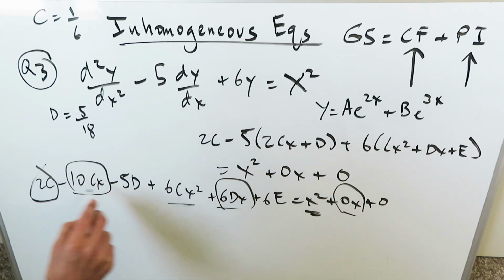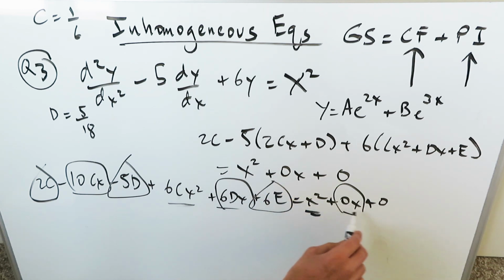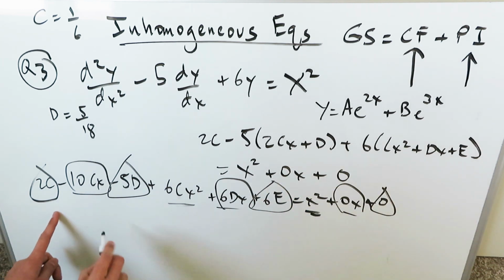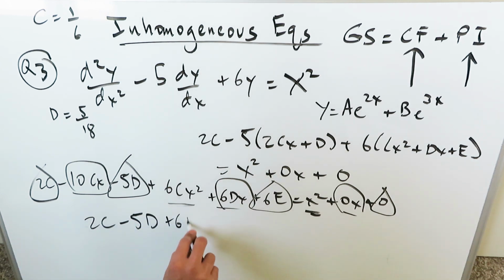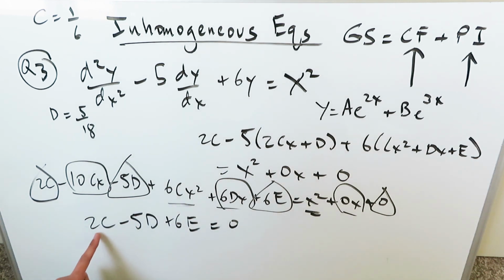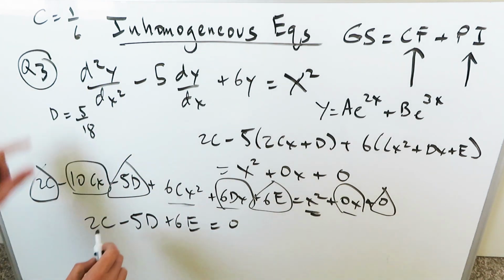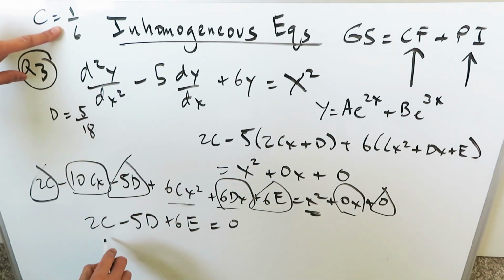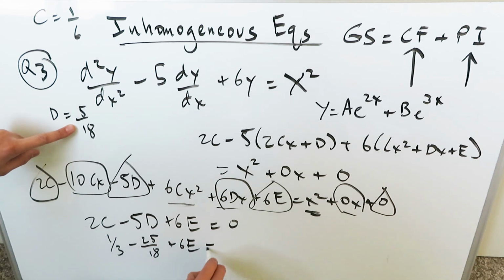I have this 2c, I have this minus 5d, I have this 6e, and I have this 0. And let's bring it in. I have a 2c minus 5d plus 6e is equal to 0. I have values of c and d. I would plug them in. C is 1 over 6, d is 5 over 18. 2 times 1 over 6 is a 2 over 6, which is a 1 over 3, minus 5 times 5 over 18 is a 25 over 18. Plus 6e is equal to 0.